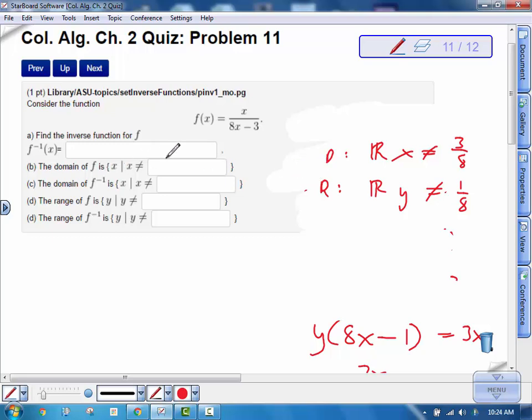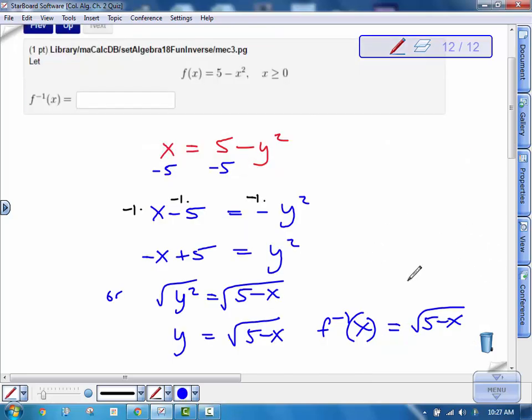So for the domain and range, the domain of the original function is x cannot be equal to 3/8. That's also the range of the inverse function. So the range of the inverse would be the same thing. Because for the inverse, you just switch domain and range. So the range of the original function is all real numbers except for 1/8. That's the same thing as the domain of the inverse. I'm out of time in this video, so here's the answer.